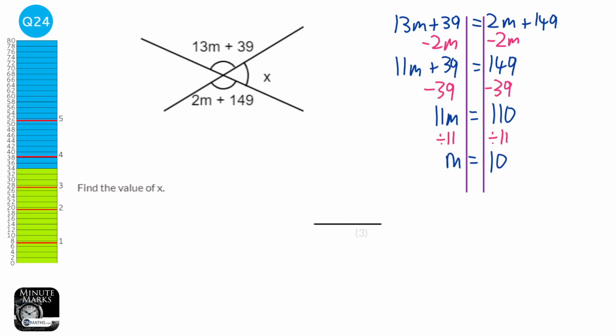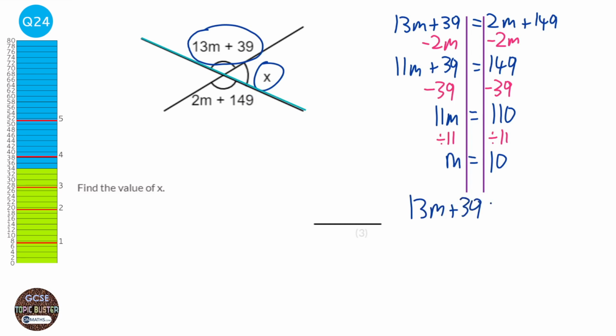So we know if m equals 10, we can then work out x. The way we can do that is the fact that this one and this one are both on a straight line, so they've got to add up to 180. Let's write that down: 13m plus 39 plus x is equal to 180 degrees. I don't normally put degrees in for the working out, I always put that in for the answer.